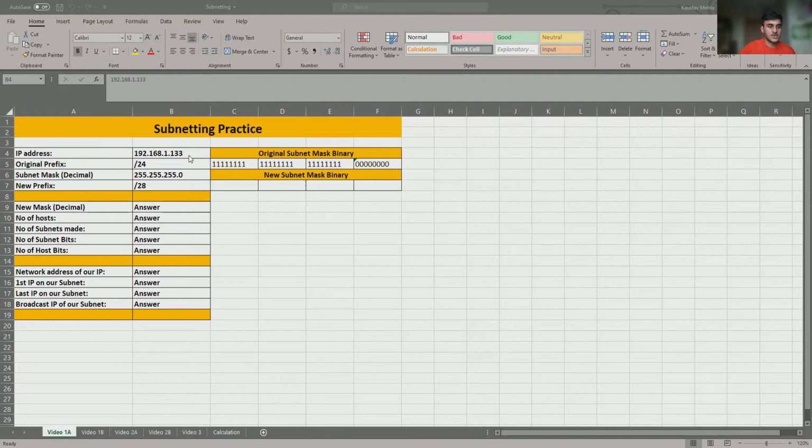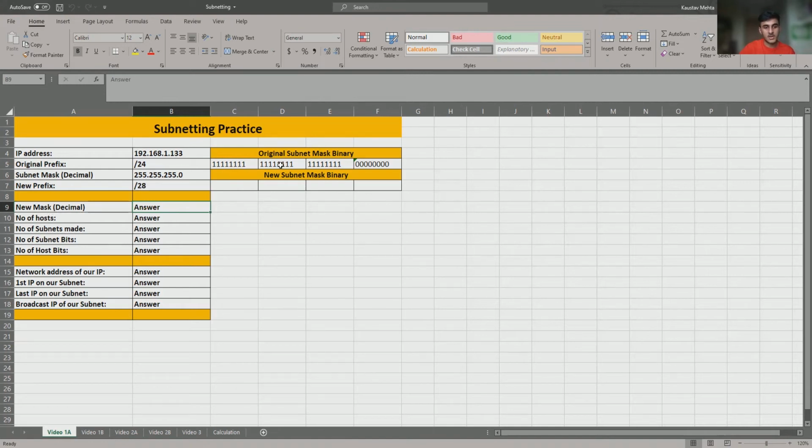So the first question, it's really simple. They've given us an original prefix, which is the default subnet mask, and they've given us a new prefix. So this is what we have to convert our original subnet mask into. So the first thing it's asking us is to get the new mask in decimal.